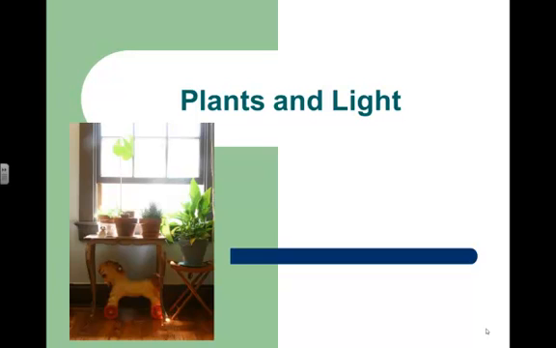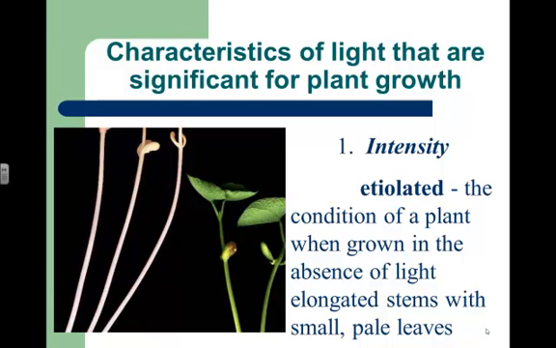Now, plants and light. Light's very important, as you know, to plants, but we're going to learn a few more things about the relationship between plants and light. There are two characteristics of light that are very significant for the growth of a plant. One is intensity. Now think about what intensity is. Intensity is the strength. How bright is that light?